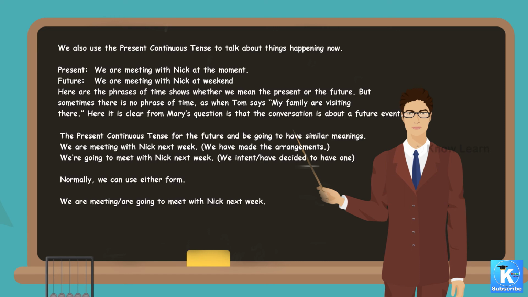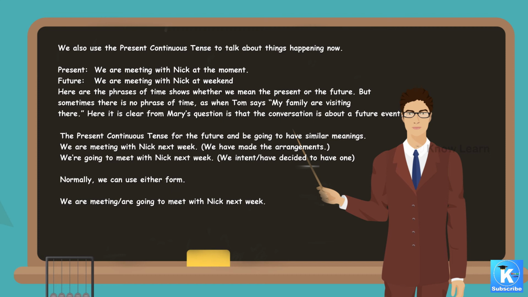We also use the present continuous tense to talk about things happening now. Present, we are meeting with Nick at the moment. Future, we are meeting with Nick at weekend. Here are the phrases of time showing whether we mean the present or the future. But sometimes there is no phrase of time, as when Tom says my family are visiting there. Here it is clear from Mary's question that the conversation is about a future event.